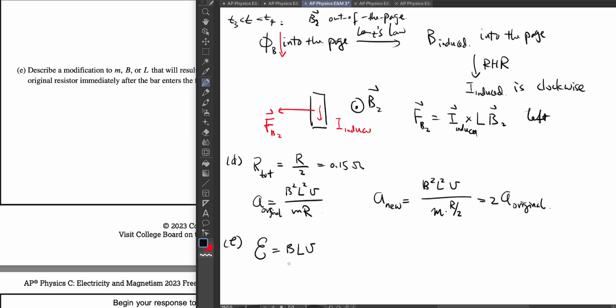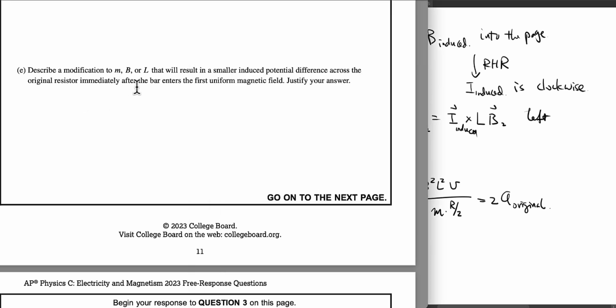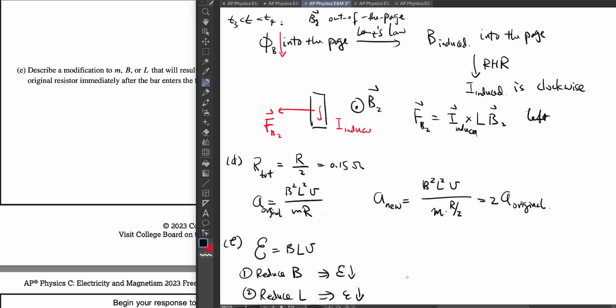So I can reduce B. The first way is to reduce B, then EMF decreases. The second way of changing the EMF would be L. I want to reduce L, that will also reduce EMF. And M here doesn't matter. So if you have a mass, it can be any value of the mass of the bar, and it will not change this EMF. Okay, so this one is irrelevant.